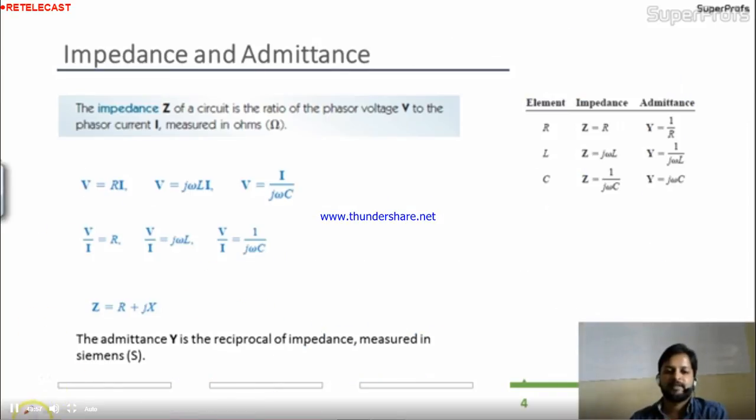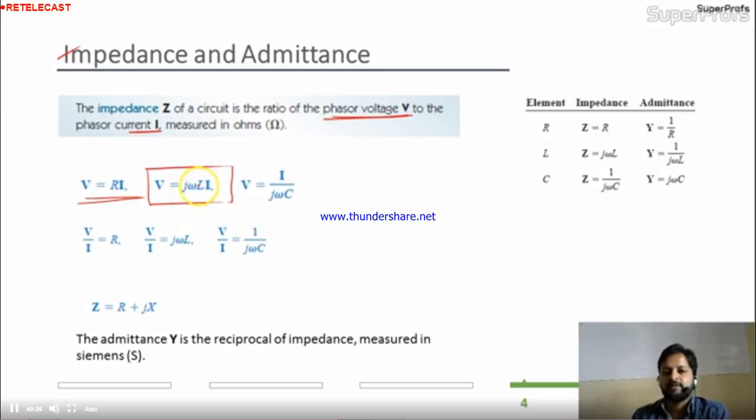Come to the next topic, and the topic is impedance and admittance. What is the impedance? Impedance is nothing but the resistance, but overall we'll talk about it. The impedance Z of a circuit is the ratio of the phasor voltage V to the phasor current I, measured in ohms. So for the impedance function, we need phasor voltage and phasor current. V equals Ri.